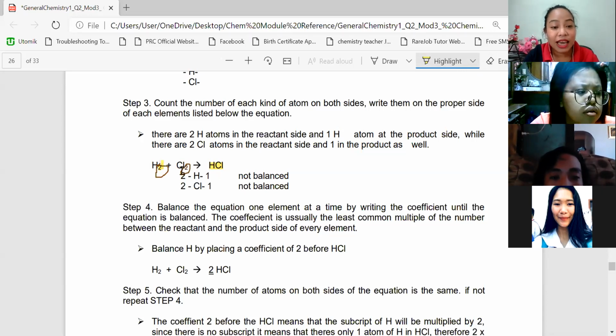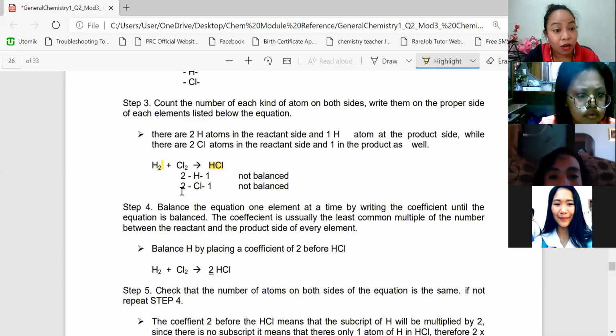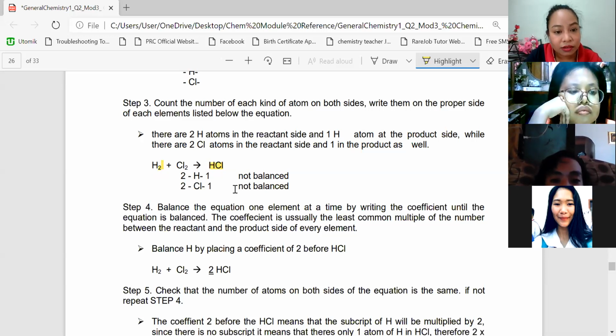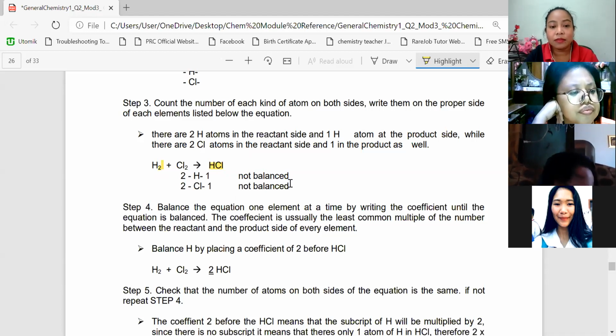Next, chlorine. How many chlorine atoms are there on the reactant side? 2. There is a subscript 2, meaning in the molecule of chlorine gas, there are 2 atoms. Now, how about on the product side? How many hydrogens are there? 1, because there is no subscript. How about chlorine? 1. So, looking at their numbers, are they balanced?